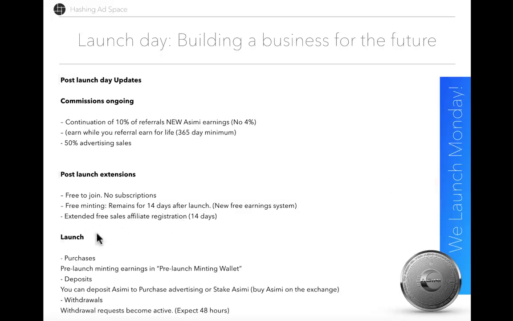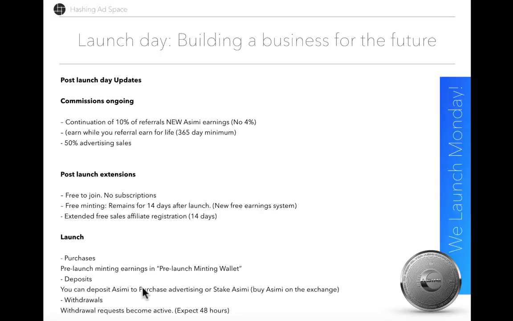Okay, so let's talk about the launch. On launch day, purchases, deposits, and withdrawals all become active. The way that will look is that your pre-launch minting earnings will be put in a pre-launch minting wallet, and then you can use those earnings immediately to set up staking or to purchase advertising and really start to increase your business.